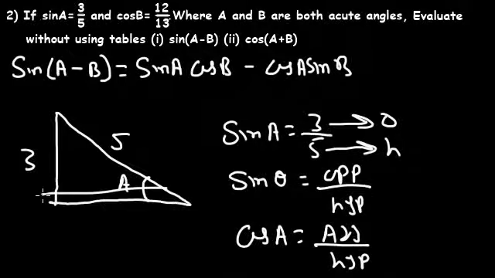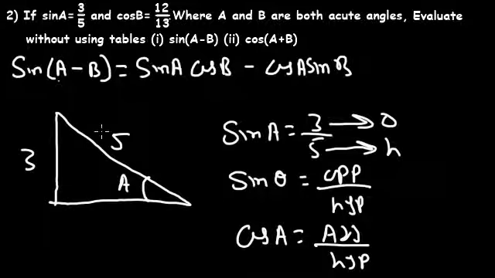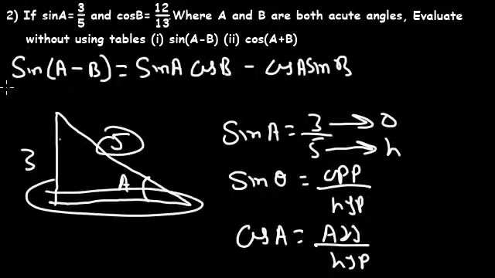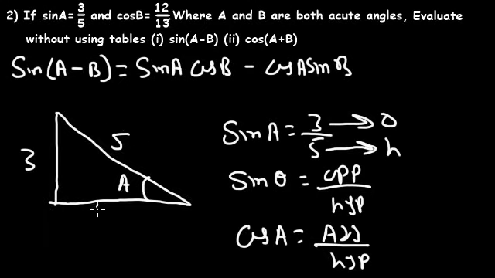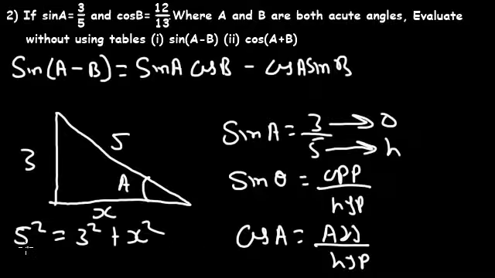So the goal is to find the adjacent. But you know Pythagoras theorem already. With Pythagoras theorem, you can always get the value of the side. So what's the Pythagoras theorem? If this is x, according to Pythagoras theorem, 5 squared, which is the hypotenuse squared, is equal to the opposite squared, 3 squared, plus the adjacent squared, x squared. 5 squared is 25, 3 squared is 9, plus x squared.